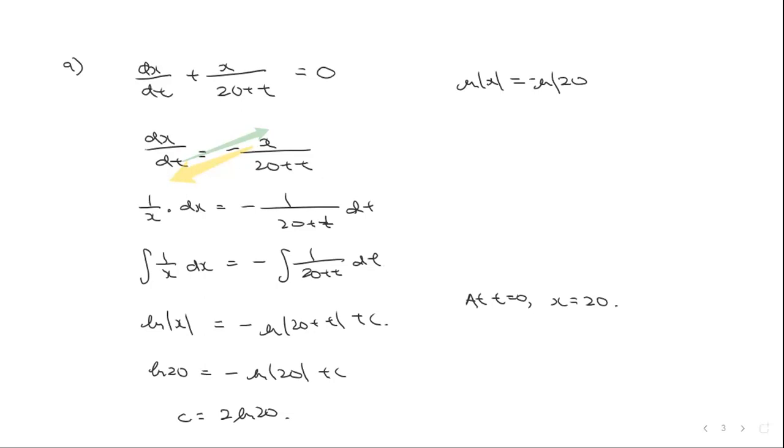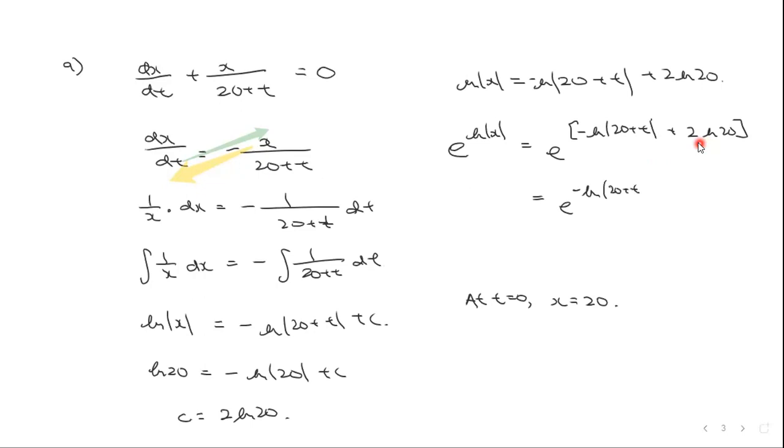Log of x equals negative log of (20 + t) plus 2 log 20. We now want to exponentiate both sides. So e to the log x equals e to the negative log(20 + t) plus 2 log 20. Remember your exponential rules: the exponential of a + b is the exponential of a times the exponential of b.